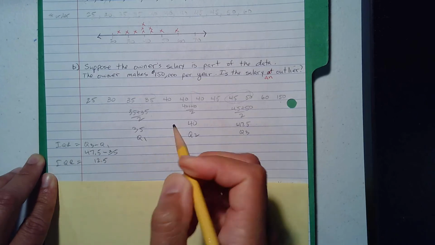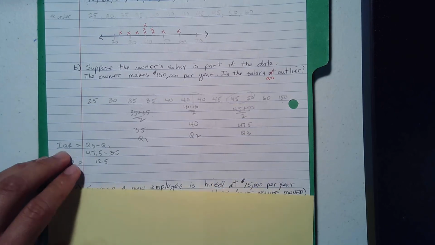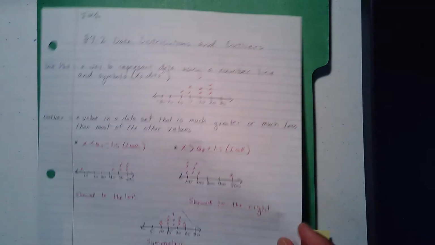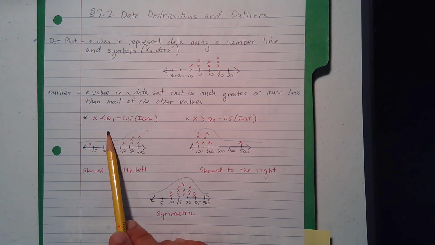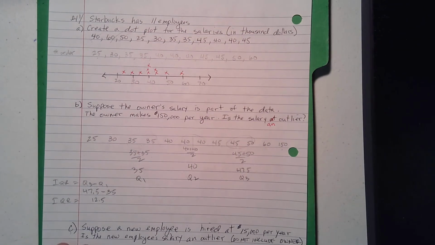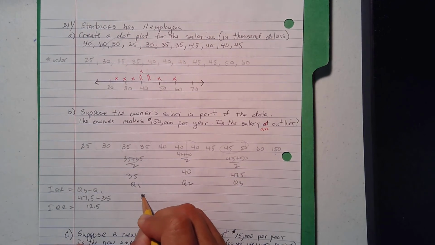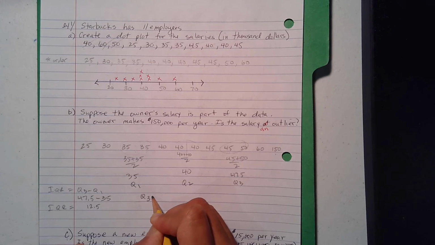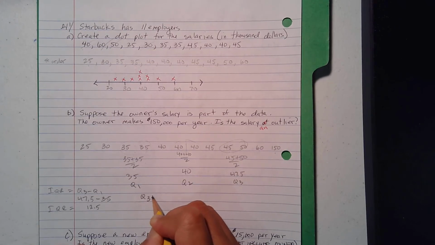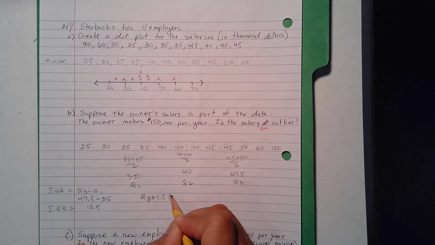IQR. So what we're going to do with this is we're going to use the formula. So remember, the formula from the front was this here. So I'm going to use these formulas and check if we have an outlier. So let's take Q3 plus 1.5 times the IQR.